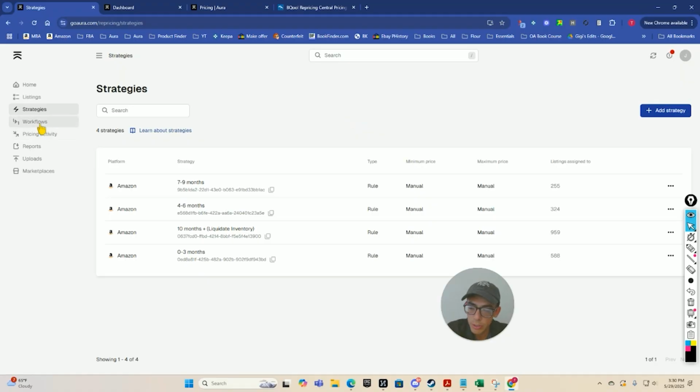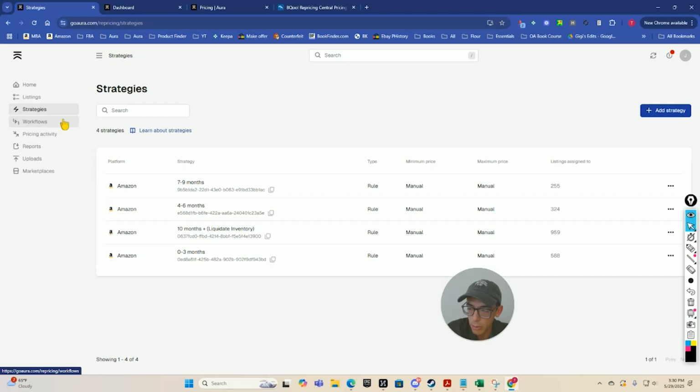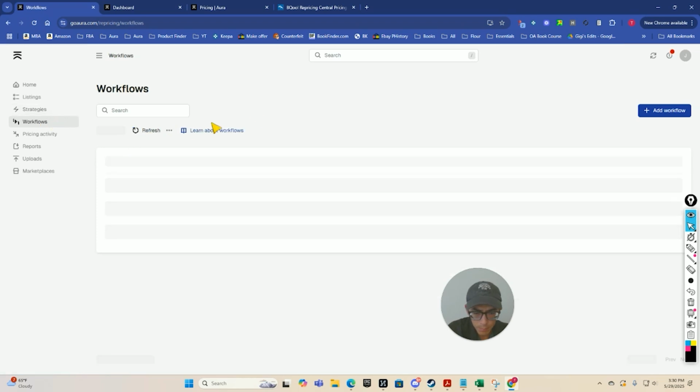But what I'm going to show you how to do is actually set up a workflow, in other words, so that all of this is automated. As soon as books turn 3 months to 4 months, it switches to this rule. As soon as it turns from 6 months to 7 months, it switches to this rule. And as soon as it turns from 9 months to 10 months, it switches to this rule. And again, you can see how many listings are assigned to these rules, and it's because it's automated. And that's one of the reasons why I'm really enjoying using Aura right now. So we're gonna go over here to the workflow.